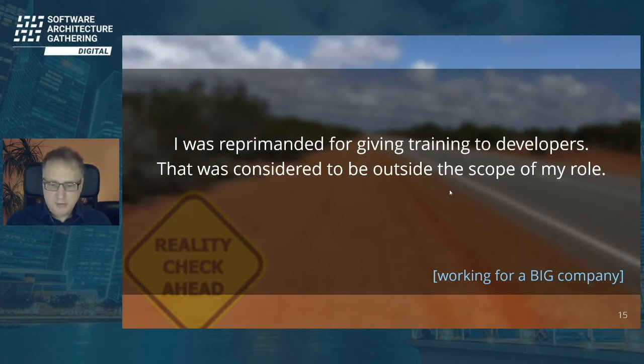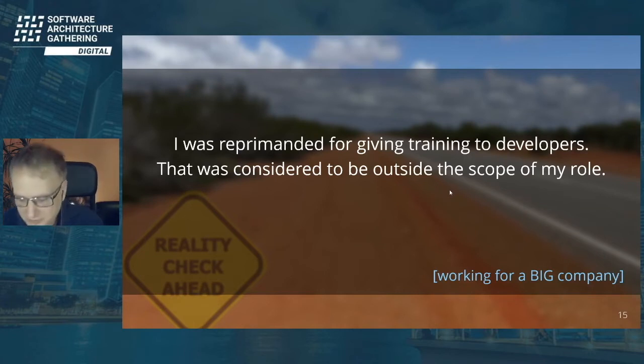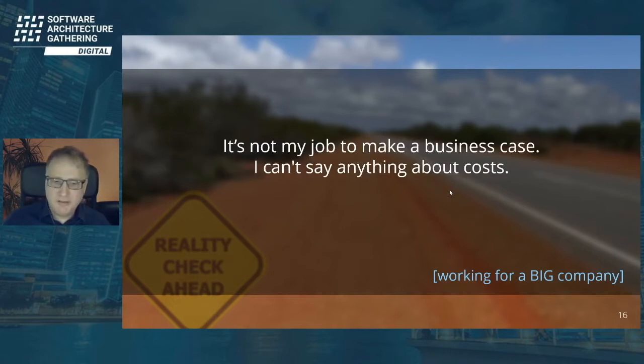And in this quote here, this was an absolute no-go. People got very, very angry about teaching developers. How dare you tell my developers what to do? And that was, in this context, considered absolutely outside the role of the architect. So, yeah, this can happen as well.